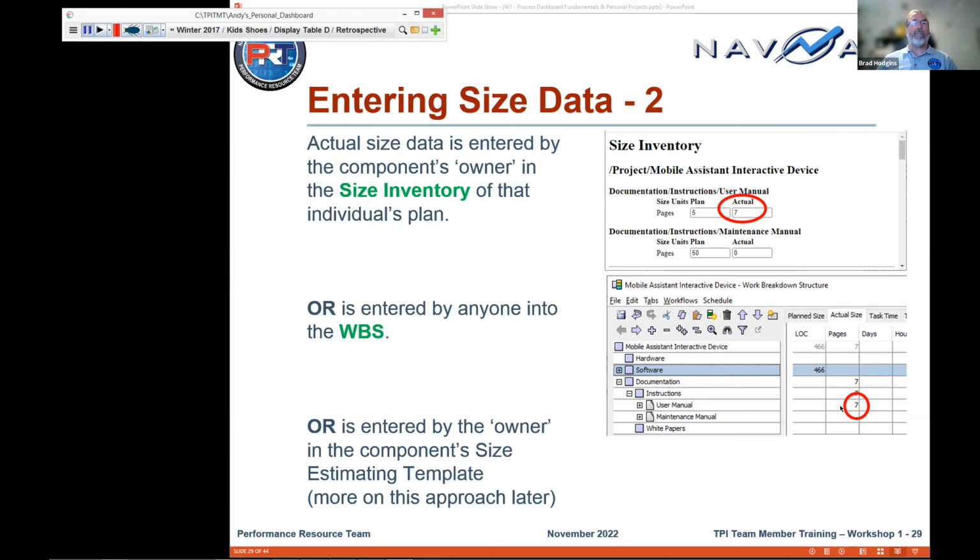And that's really helpful if someone's forgotten to enter it. Then if someone else discovers that, they can say, well, how big was it? And they can go enter it for them, like a planning coordinator. Now there's a third way, and that is that the owner, if they're using the size estimating template, can enter the actual size then. And we'll talk about that in the third module today.